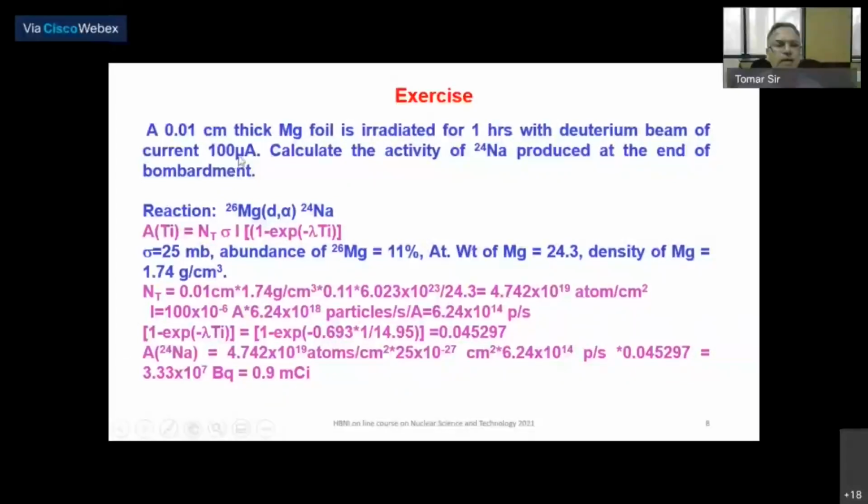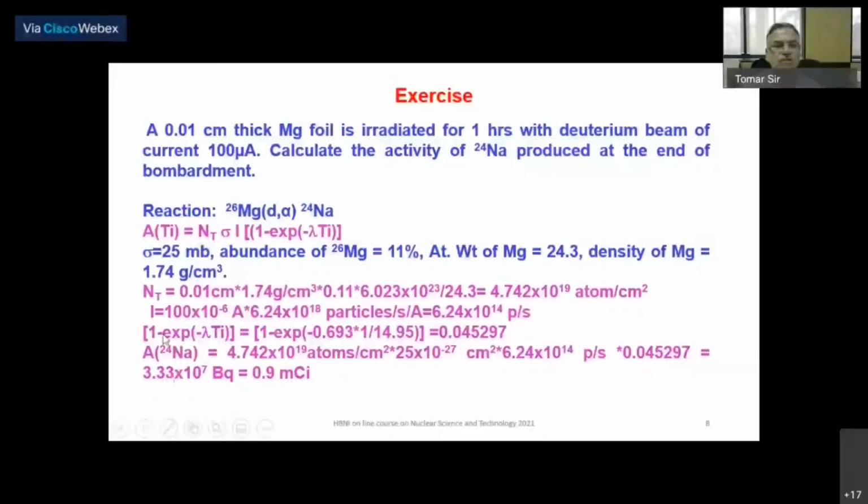The current is 100 microampere, 100 into 10 to the power minus 6 amperes. And here 1 ampere is 6.24 into 10 to the power 18 particles per second per ampere. And so the ampere will cancel. It becomes 6.24 into 10 raised to 14 particles per second. So 10 to the power minus 6 into 100 into 10 to the power 18, 6.24 into 10 to the 14 particles per second.